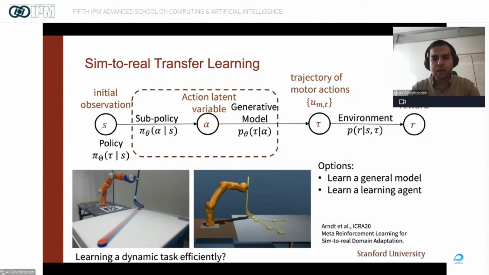The first thing is that the gap between simulation and reality is quite high, so unfortunately the first option seems not to be very trivial. In our research, we tried that, and we unfortunately could not learn a policy general enough to adapt in a zero shot manner to the real setting. But the other option seems to be much more promising. So I'm now going to talk about learning a learning agent, or doing meta learning for sim to real transfer learning.